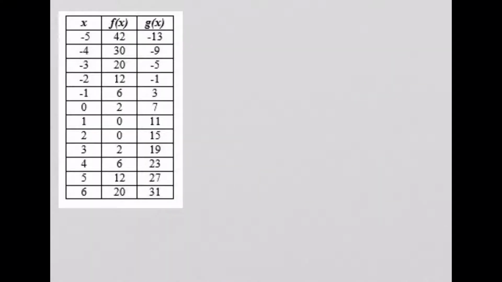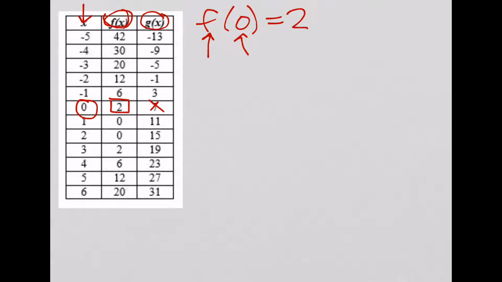Okay, let's move on to the table on the back. The first question says, what is f of 0? So f of 0, do I know what x is? Same question. I do. X is 0. So I'm going to go down the x column until I get to 0. And when x equals 0, I am actually interested in the function f, which is this column. And so I'm going to go over to this column, and it looks like f of 0 equals 2. I don't really care about the 7 right now because I'm not asking about the function g.